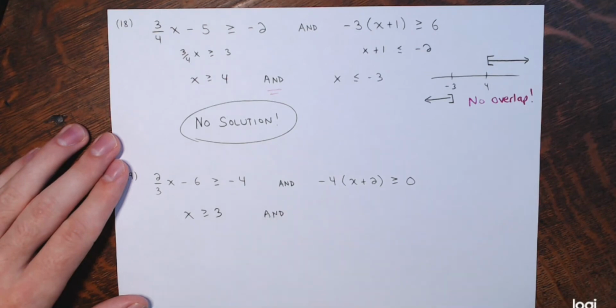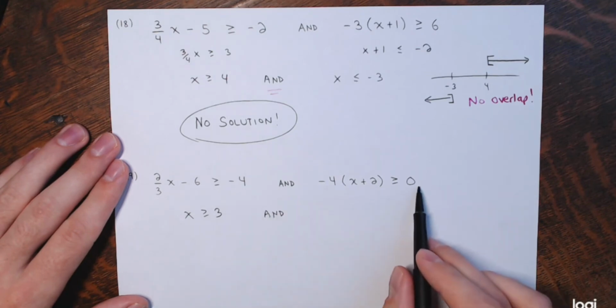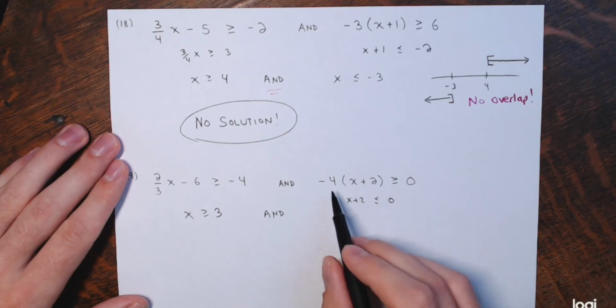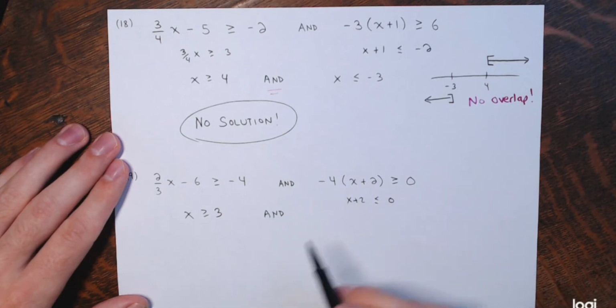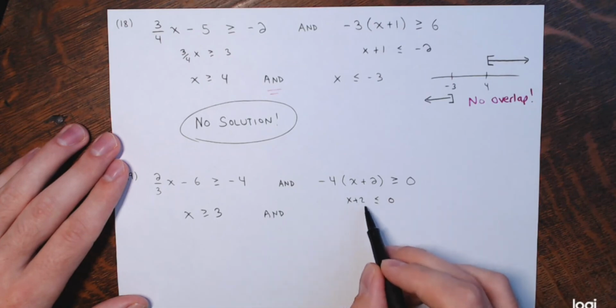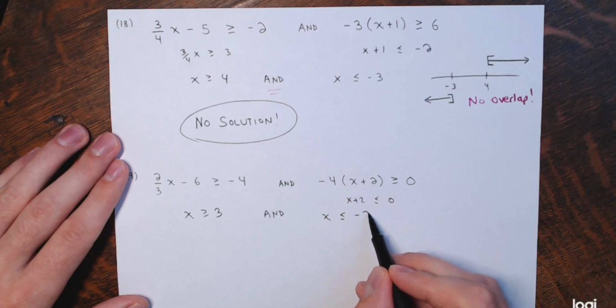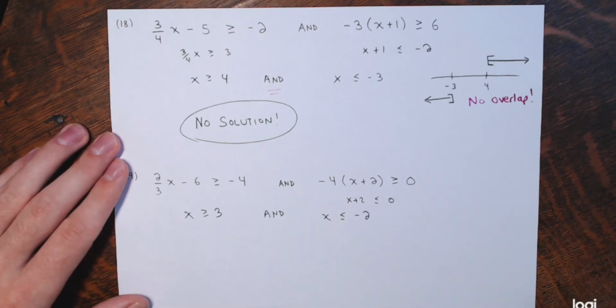And here I would divide by a negative. You'd have x plus 2 is less than or equal to 0, right? Dividing by negative 4 flips the symbol. And then subtracting 2 gives me negative 2 on the right side, so I have x is less than or equal to negative 2. So x is greater than or equal to 3, and at the same time I need x to be less than or equal to negative 2.